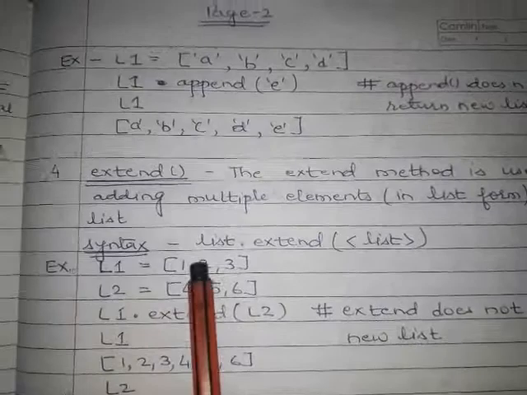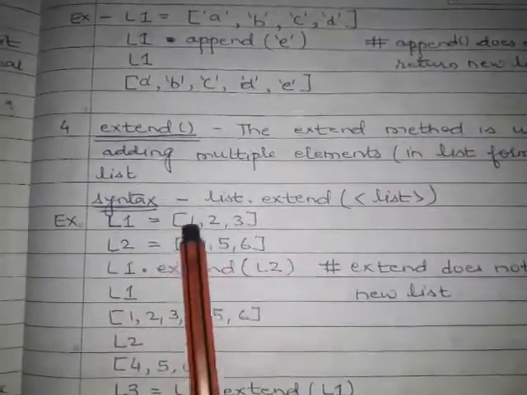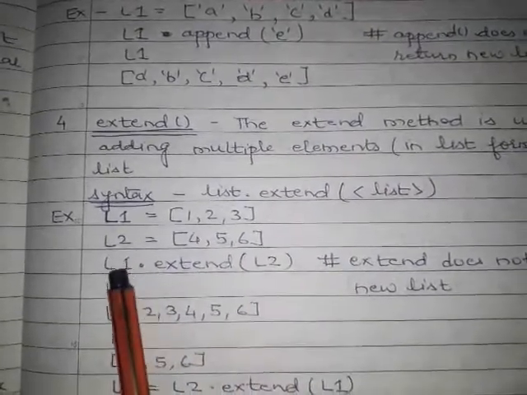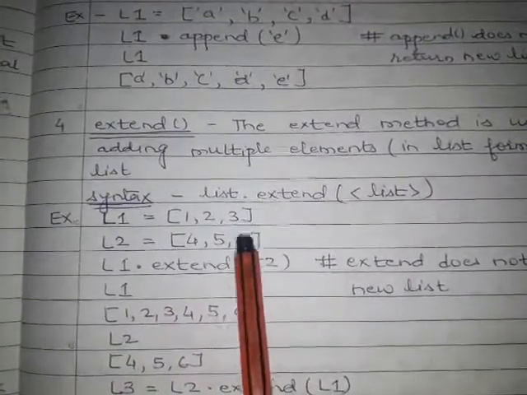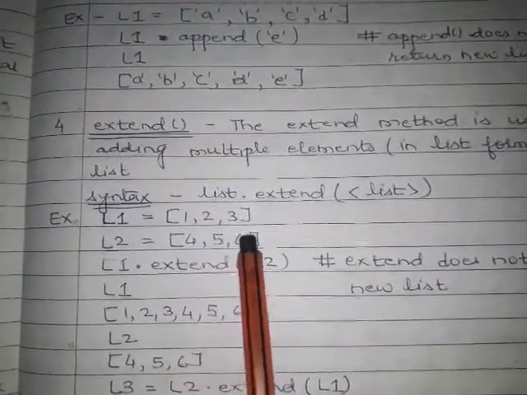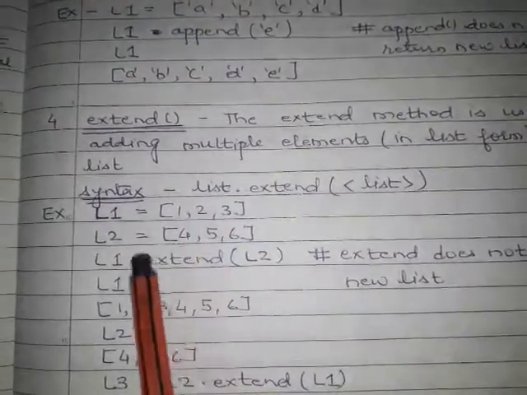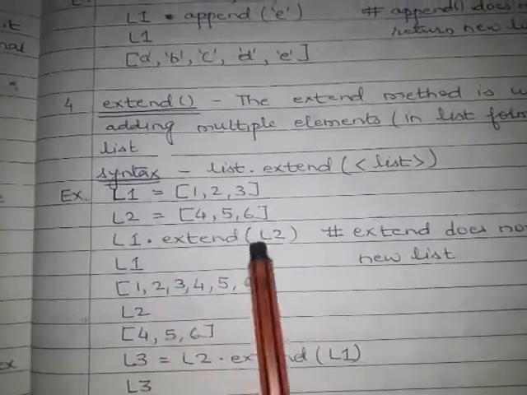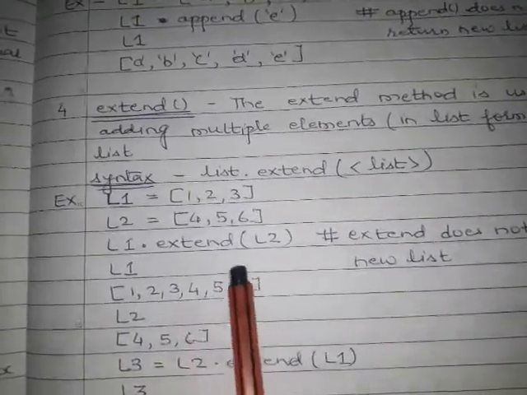First list L1 equals to 1, 2, 3, L2 equals to 4, 5, 6. So here we are using two lists. Now L1 dot extend L2. It means in L1 you are adding the elements of the list L2. So L1 has 1, 2, 3, and after running this method 4, 5, 6 are also added in L1, not in L2. L2 is not changed, but L1 is changed. So if you print L1, 1, 2, 3, 4, 5, 6. After running this, L1 has new elements added, 4, 5, 6, which are of L2.